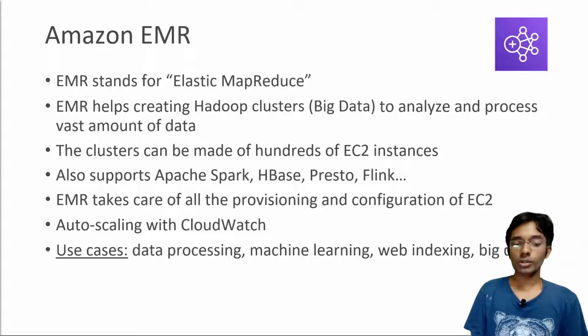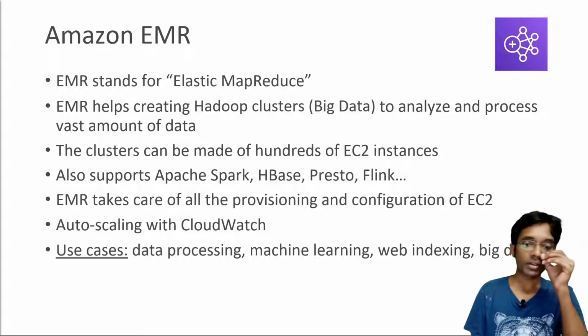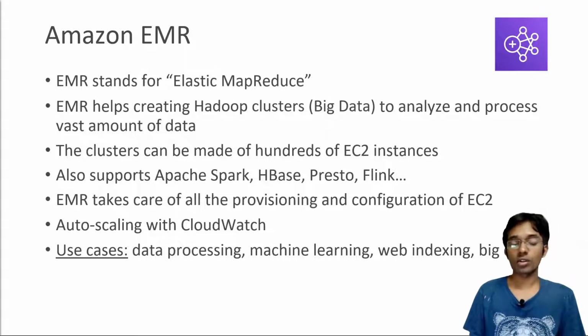EMR is going to be launched in the big data ecosystem, so it's going to be made of Apache Spark, HBase, Presto, Flink, Hive, etc. The idea is that usually Hadoop clusters are quite complicated to create and configure, but with EMR, all the provisioning and configuration of the EC2 instances is done for you. You just specify what you want and you get it very quickly. You also get auto scaling capacity with CloudWatch, and the classic use cases of EMR are data processing, machine learning, web indexing, big data, basically anything you need to process at scale.